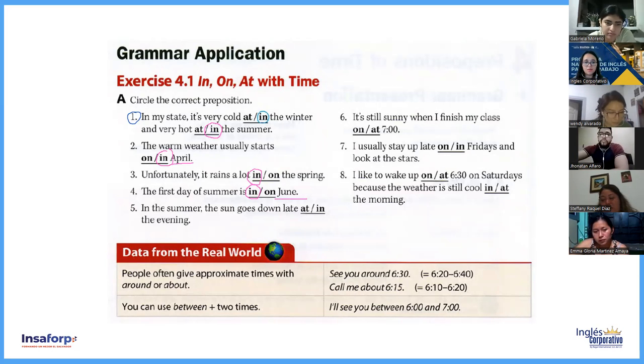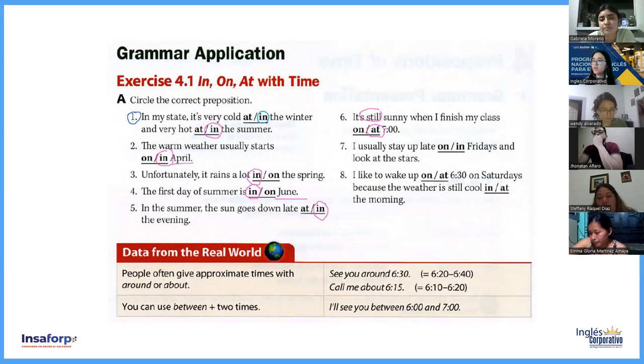Jonathan, please, number five. In the summer, the sun goes down late in the evening. That's right. Remember that in is also used for parts of the day. The next one, Emma, number six. It starts sunny when I finish my class at 7. That's right. At is for time. We have this word, still. It's still sunny. Perfect.